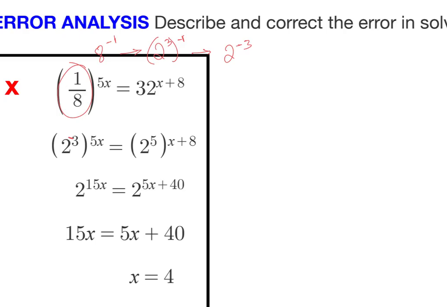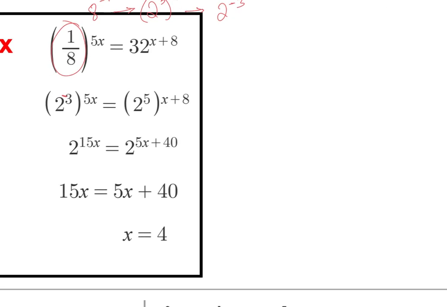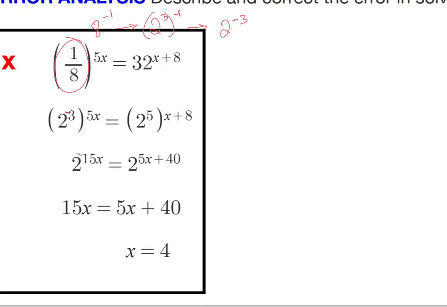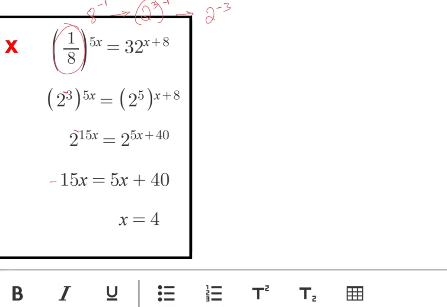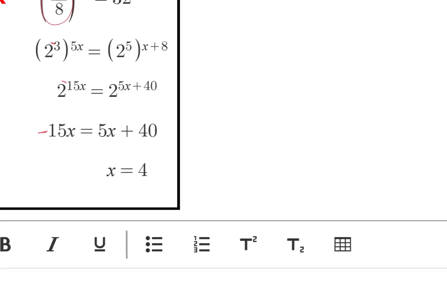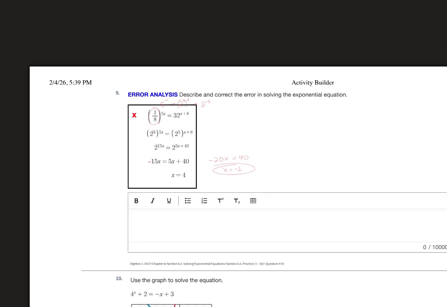Okay? So if we were to continue, then that would need to be the negative 15th, right? And this would need to be negative 15 right here. And let's see. So when we subtract 5x, you get negative 20x equals 40, and x would equal negative 2. So we could have figured that out.